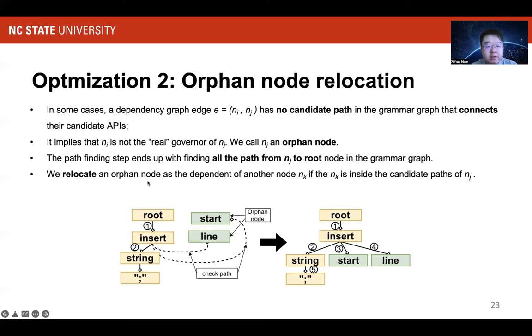So we relocate this orphan node as a dependent of another node. We call it NK if this NK is inside the candidate path of NJ. So we'll check the path. And if, let's say here, insert could be the parent of line, then we'll create an edge that links these two nodes.